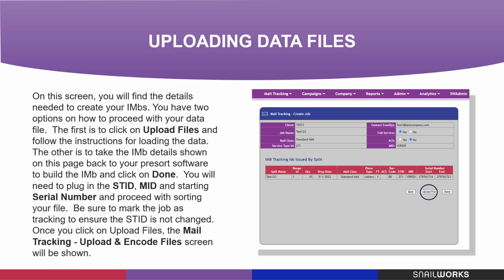The other is to take the IMB details shown on this page back to your Presort software to build the IMB and click on Done. You will need to plug in the STID, NID, and starting serial number and proceed with sorting your file. Be sure to mark the job as tracking to ensure the STID is not changed. Once you click on Upload Files, the Mail Tracking Upload and Encode Files screen will be shown.